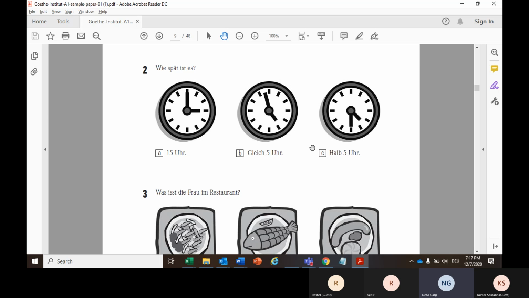Nummer 2. Ach, entschuldigen Sie bitte. Ja, bitte? Haben Sie eine Uhr? Wie spät ist es bitte? Ja, jetzt ist es gleich 5 Uhr. Was? Schon 5? Vielen Dank. Wiedersehen.